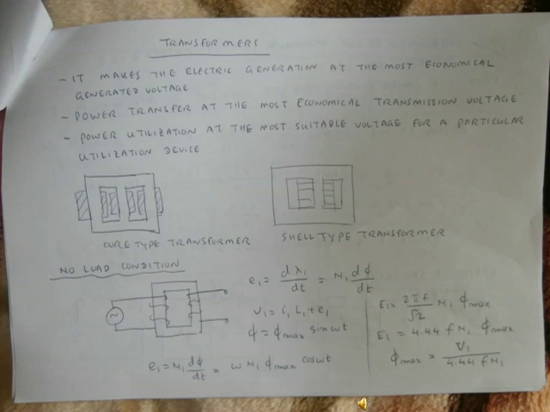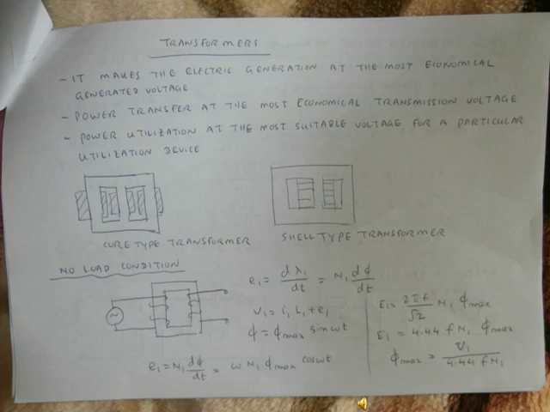But this voltage is too low for transmission because when the voltage is low, the current will be high. In this case, a lot of power loss can happen. Therefore, we have to increase the voltage. So the 11 to 23 kilovolt generated voltage is increased to 132 kV or 230 kV, and the high voltage is transmitted over the line.